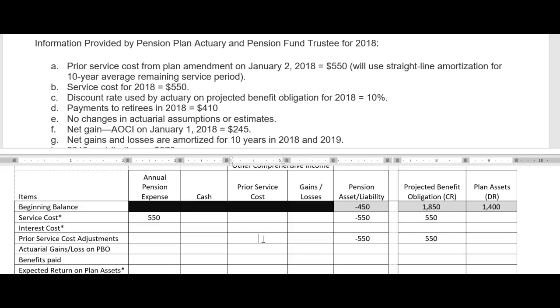Now, where does this go? Well, the prior service cost goes right here, 550. It's not part of the pension. It's not part of the plan assets. It's actually prior service cost. This will be amortized over the average remaining service period of our employees, which is 10 years. Since this happens on January 1st, the beginning of 2018, we're going to divide this 550 by 10, and at the end of each year, we'll amortize a piece of that.